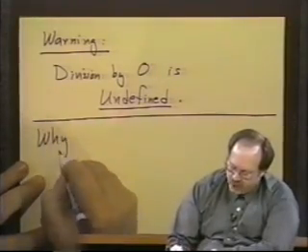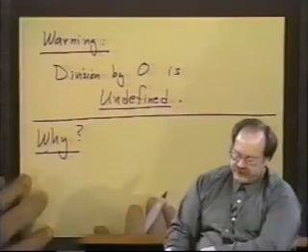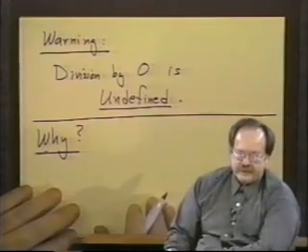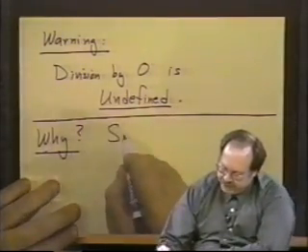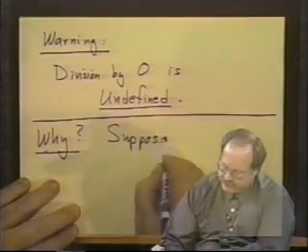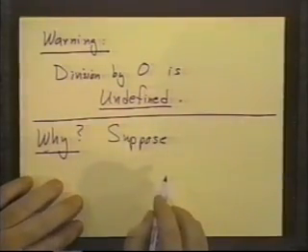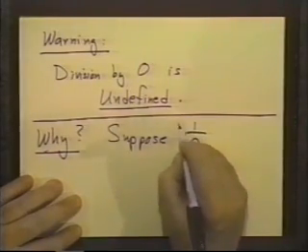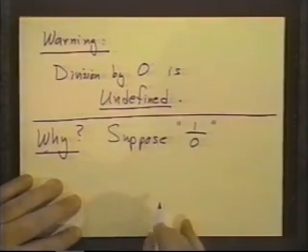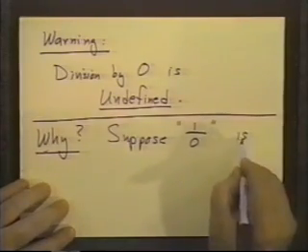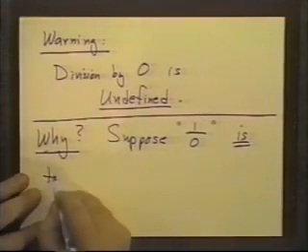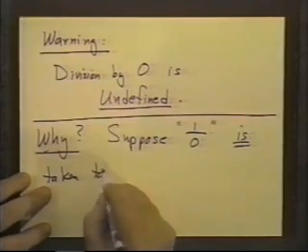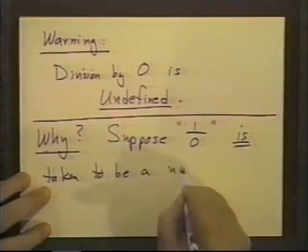So the answer is why. The question, rather, is why. Why is it undefined? Here's why. Let us suppose, let's take a simple case, because if it fails here, it's probably going to fail for the rest. Suppose 1 over 0, and I'll put it in quotes, suppose 1 over 0 is taken to be a number.